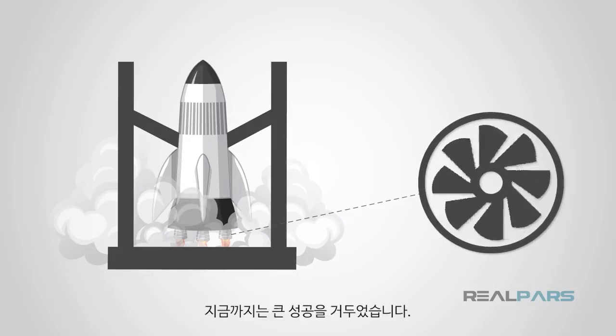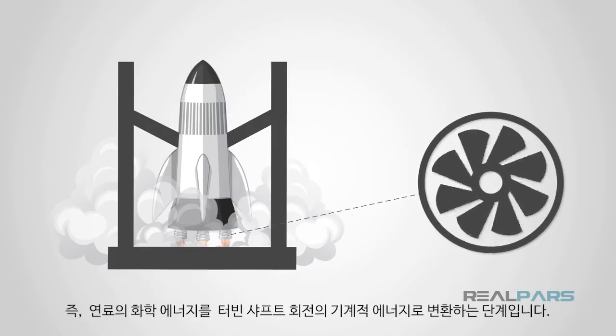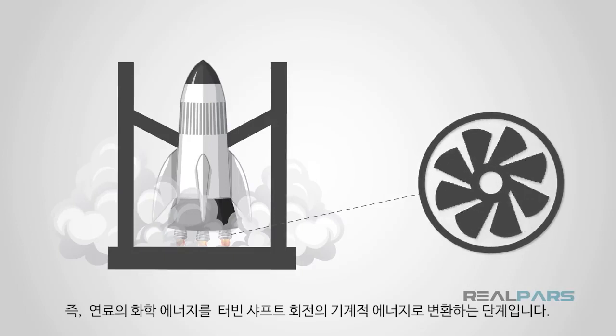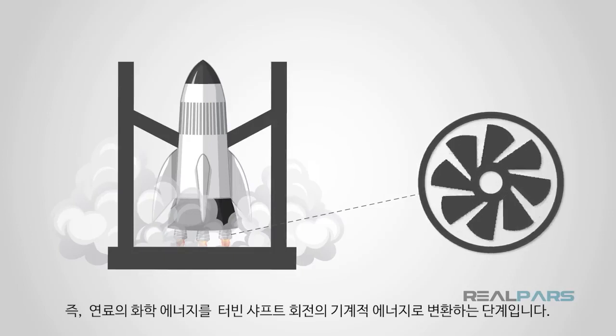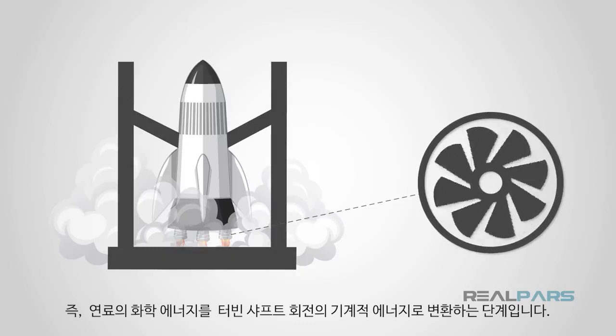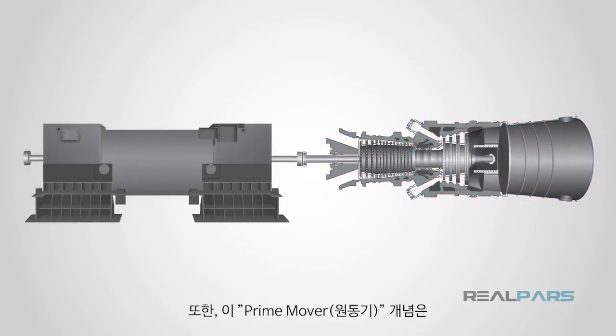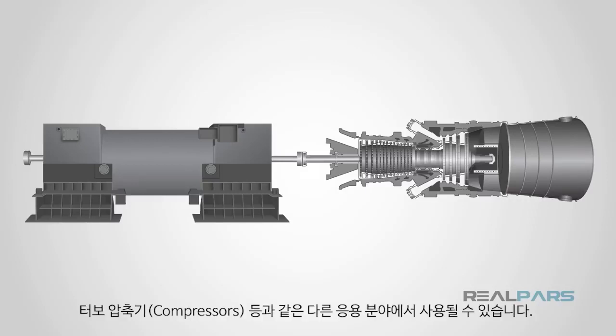And so far I'd say it's a big success, in that we've transformed the chemical energy of fuel gas into rotational mechanical energy of the turbine shaft. Now, I have a prime mover for my generator in the above power plant example. Also, this prime mover concept can be used in different applications like turbocompressors or the like.